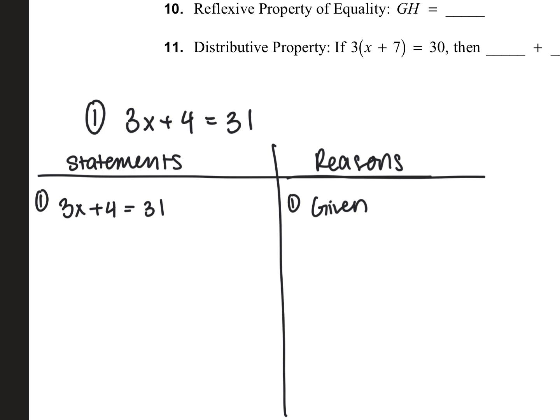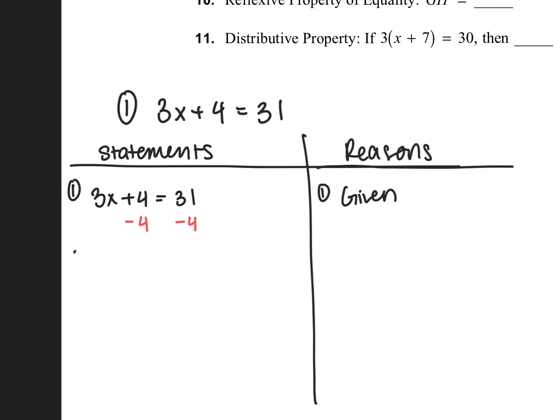All right, looking at this one now, what should I do first? I need to choose really quick. Please. Go. What should I do first? Good. I'm going to go ahead and just use a different color. I'm not going to write statement number 2. I'm just going to go ahead and use a different color. And I'm subtracting 4. So now I'm going to get 3x equals what? Good.